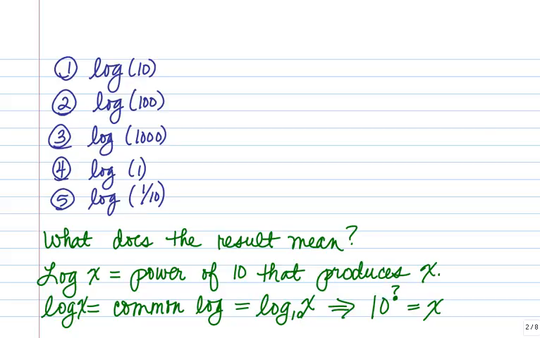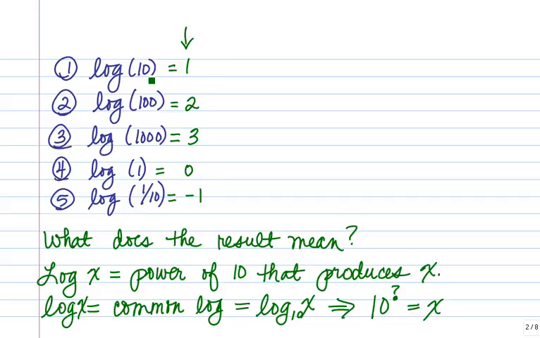Okay, I hope that you have found these values, so let's go through and make sure that you have the right one. For log of 10, did you find that is equal to 1? Good. Log of 100 is 2. Log of 1000 is 3, correct. Log 1 is 0. And log of 1 over 10, hopefully you found negative 1. So let's talk about what this output value really means.